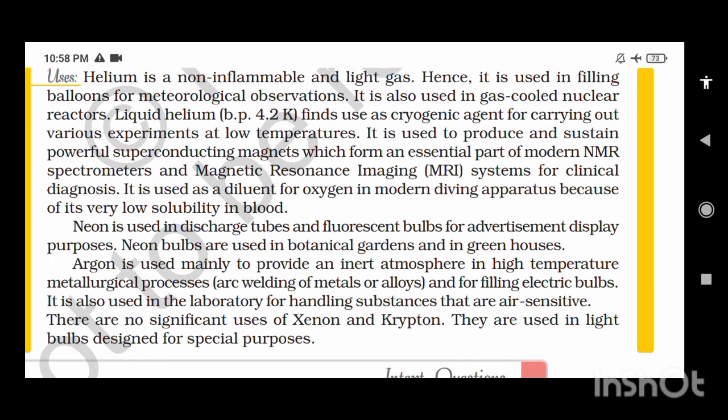They are used in light bulbs designed for special purposes. So, that was all about the p-block elements.